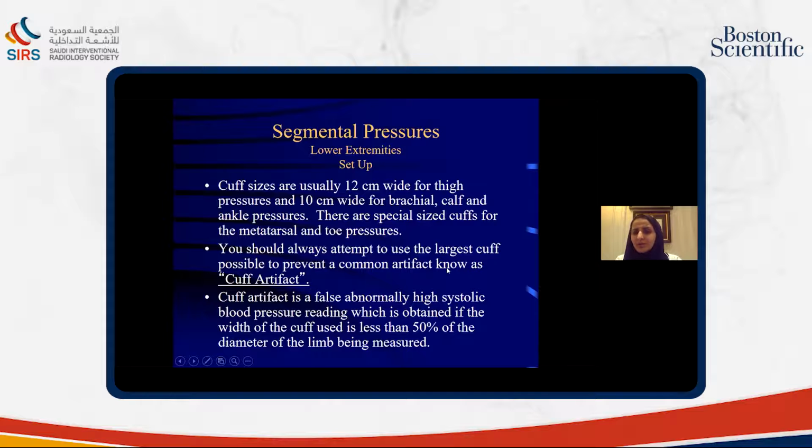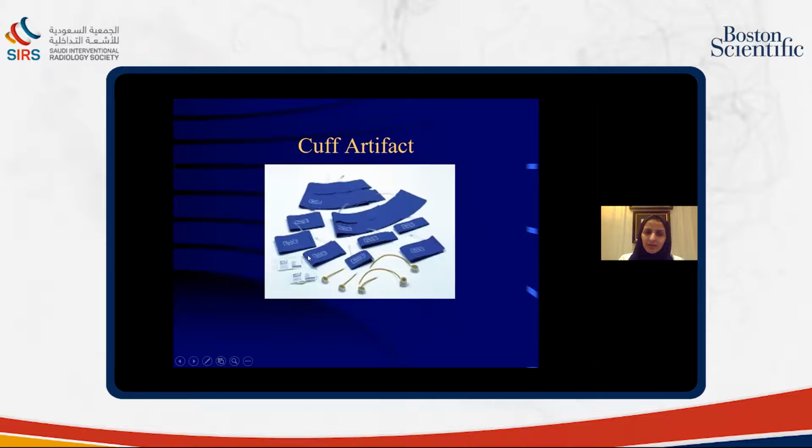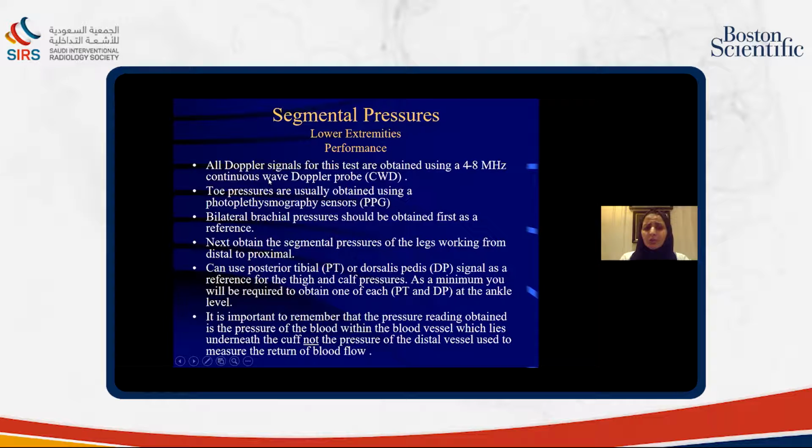You should always attempt to use the largest cuff possible to prevent a common artifact known as cuff artifact. Cuff artifact is a falsely abnormal high systolic blood pressure reading, which is obtained if the width of the cuff is less than 50% of the diameter of the limb being measured. There are different types of cuffs we use with the ABI machine. All Doppler signals for this test are obtained using two probes, 4 and 8 megahertz continuous wave Doppler probes.